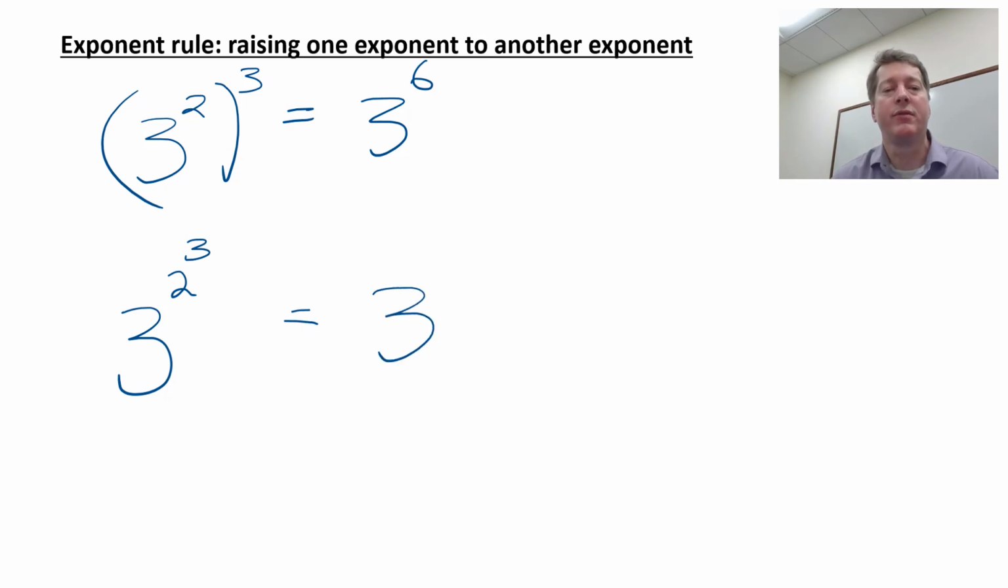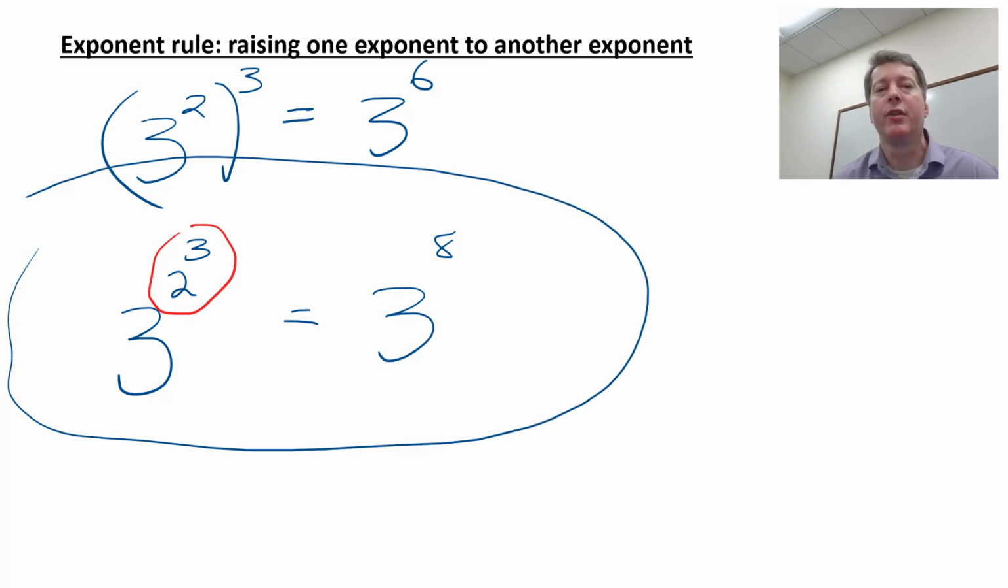You deal with the exponents first. So that is the same as 3 to the 2 cubed, and 2 cubed is 8. 2 times 2 times 2 is 8, so that's the same thing as 3 to the 8th. That would only come up on a particularly hard question, but it's a good thing to be aware of.